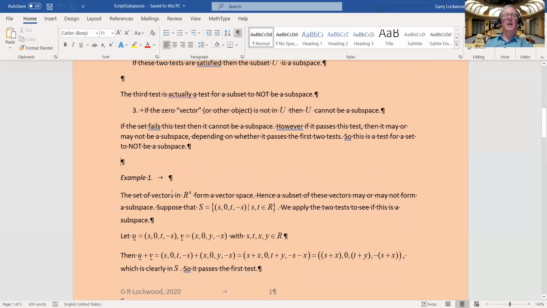The set of vectors in R4 form a vector space, and hence a subset of these vectors may or may not form a subspace. Suppose that S, being the set of all vectors of the form (s, 0, t, -s), where s and t are real numbers, is some subset of R4. Then we want to apply the two tests to see if this is a subspace. Okay, let's take two vectors u and v. I've called this one (s, 0, t, -s), and (x, 0, y, -x). And of course, those are all real numbers.